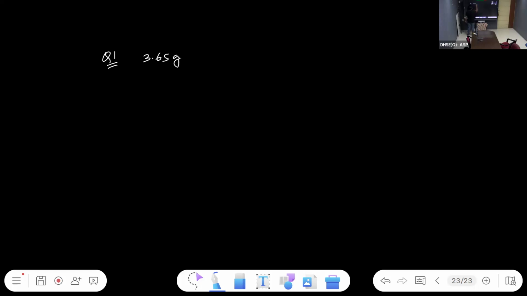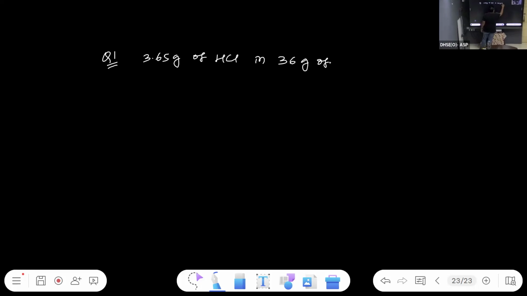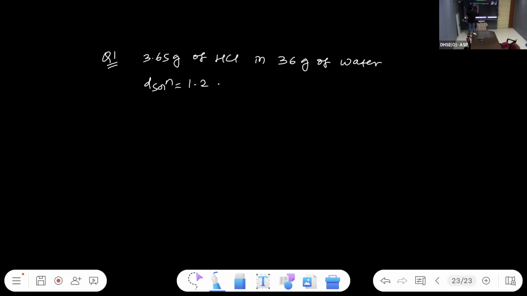A solution is prepared by dissolving 3.65 gram of HCl in 36 gram of water, and the density of the solution is 1.2 gram per milliliter.